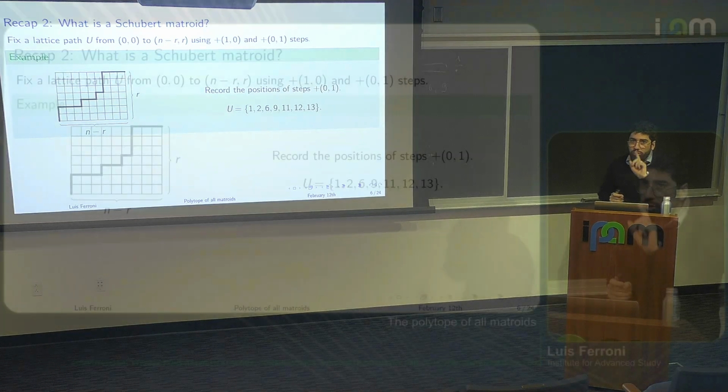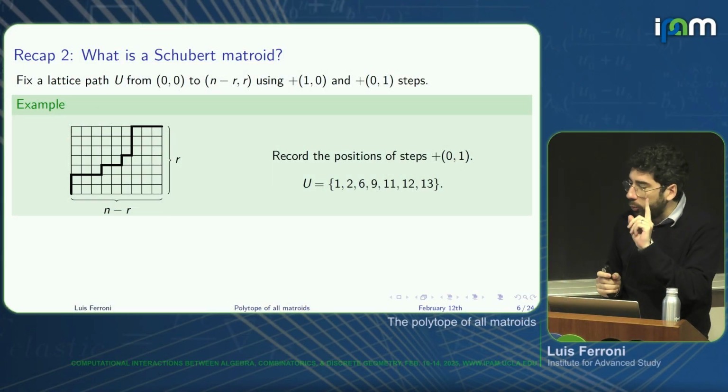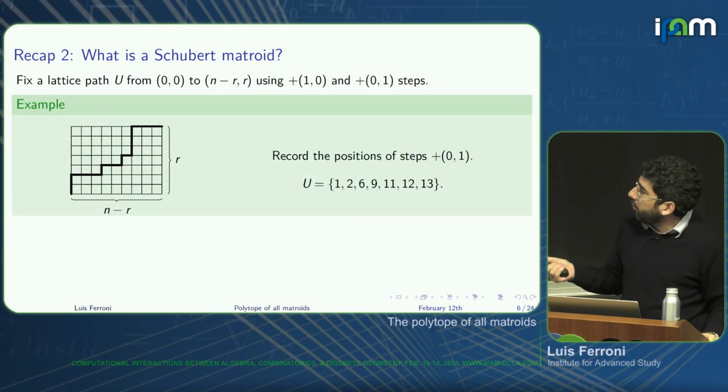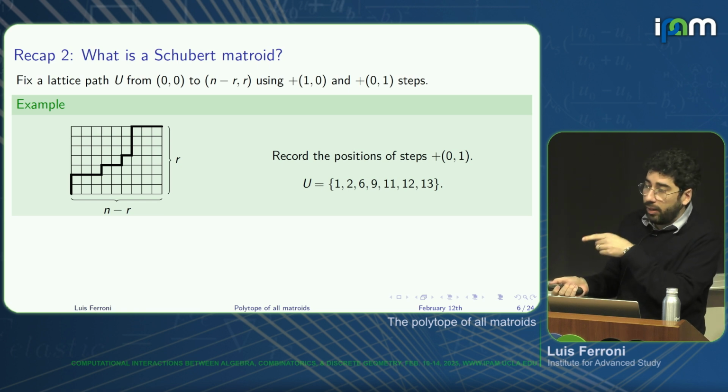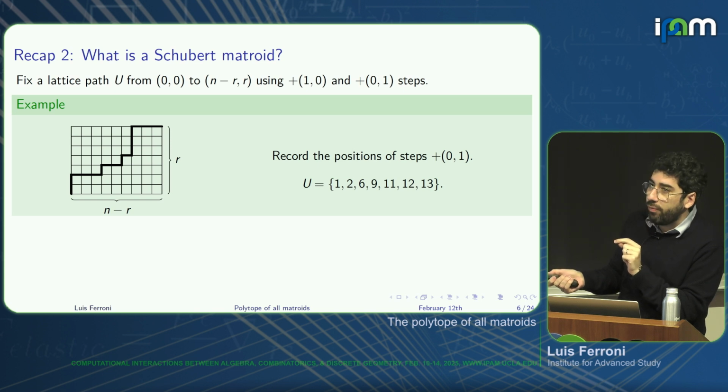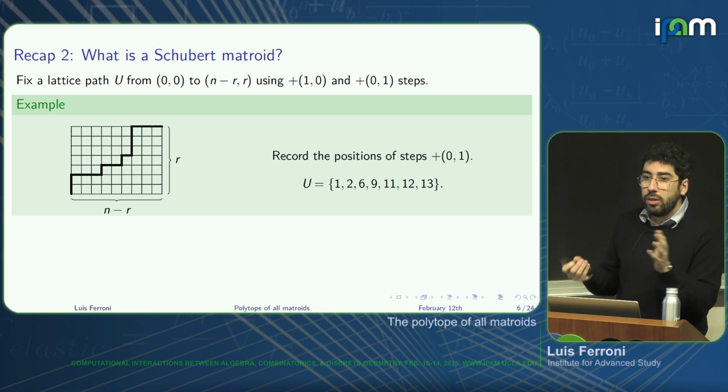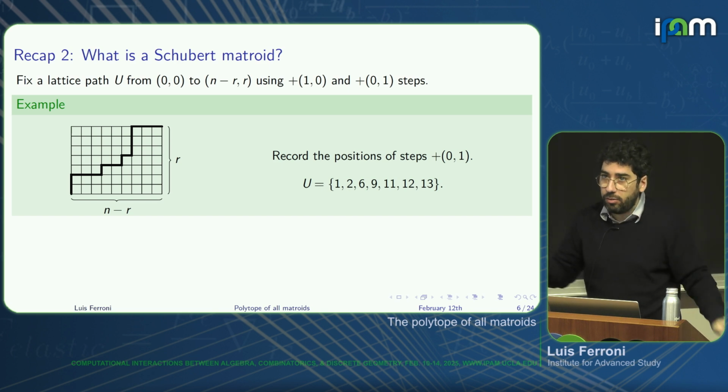And then record the positions of the steps in which you went upwards. So here, you can see this path U, and you can see that I went upwards in the first step, in the second step. Then the third, fourth, and fifth, I did not go upwards. So I will skip 3, 4, 5 from this list. And I will continue. So we'll have one set U. Well, I can do that for every lattice path.